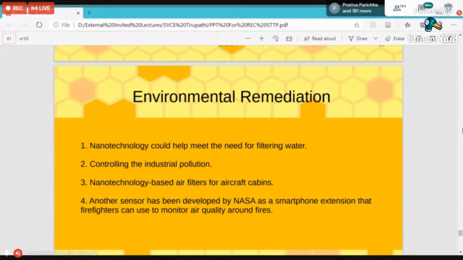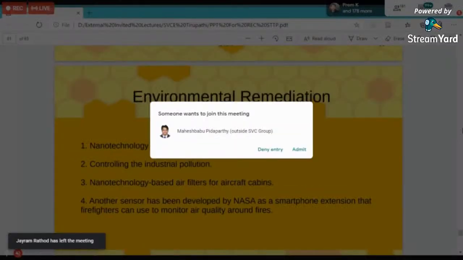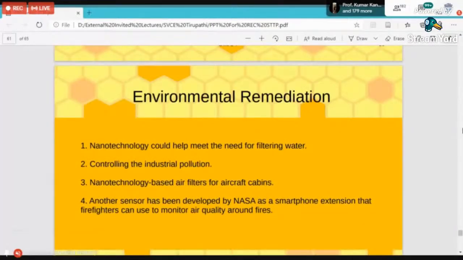When a fire breaks out, you can measure the quality of the air around the area. We can check the quality of the air within 1 kilometer and say something. So that can be possible by the sensor. As on today, this type of research is going on.